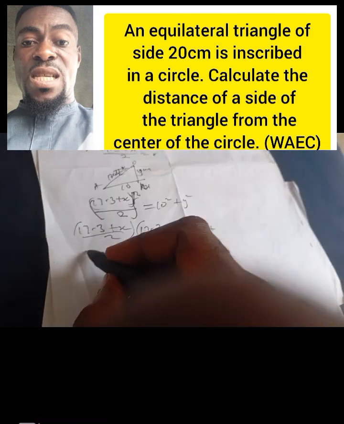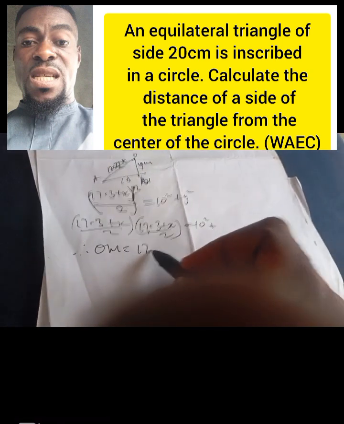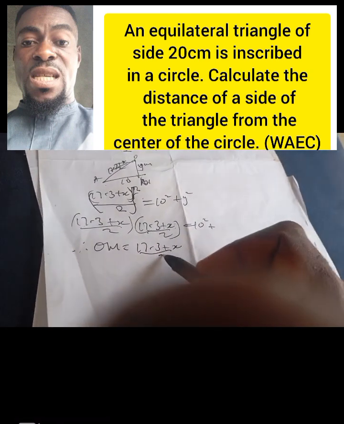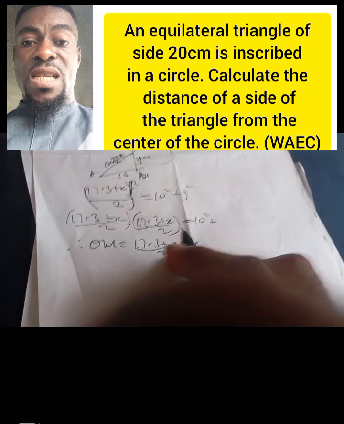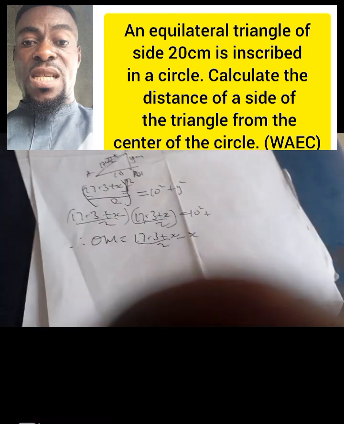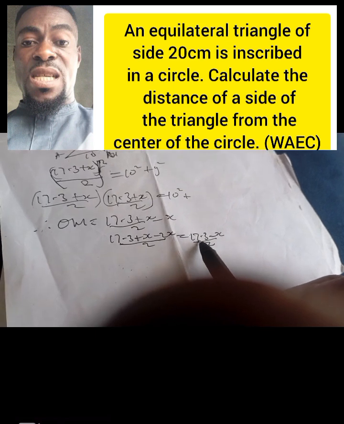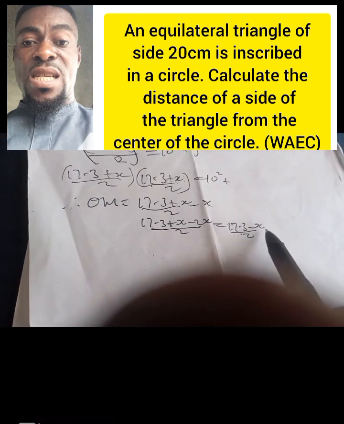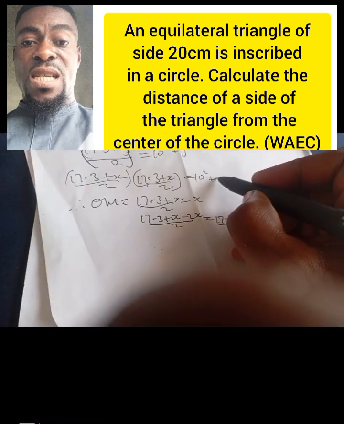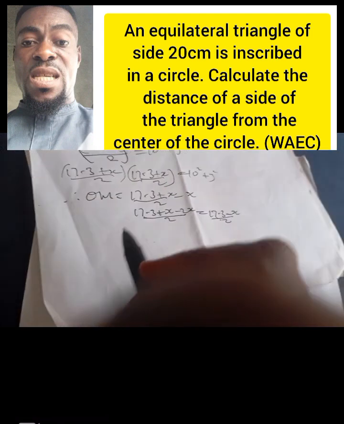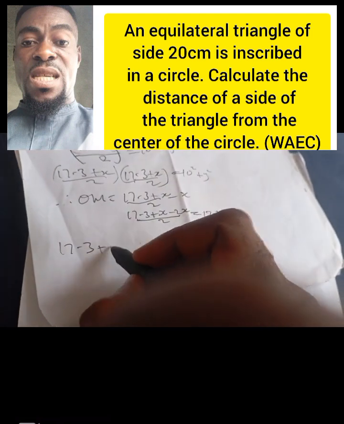We can now say therefore OM is equal to, this is the radius already, 17.3 plus x over 2 minus x. Now simplifying this alone gives us 17.3 minus x over 2.